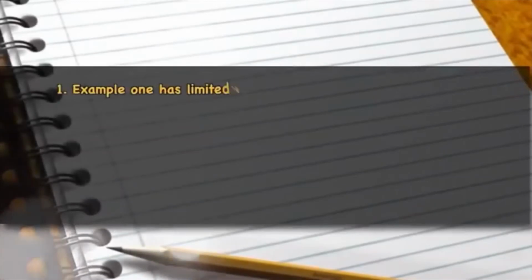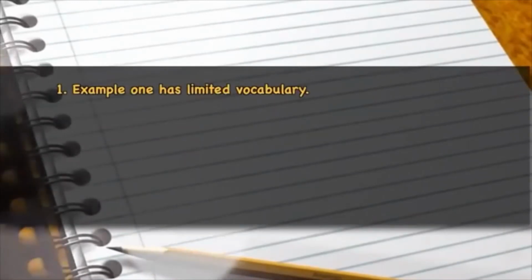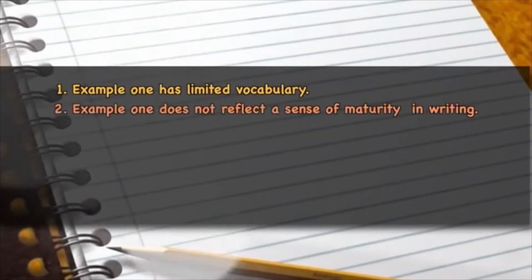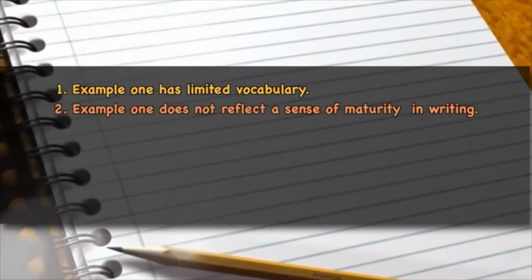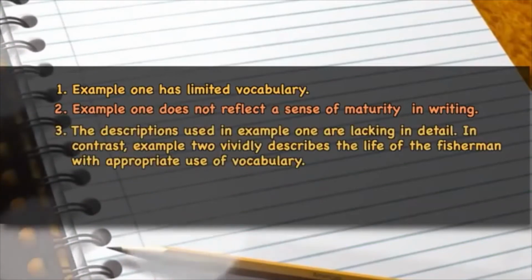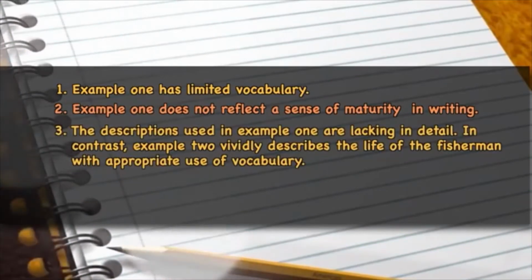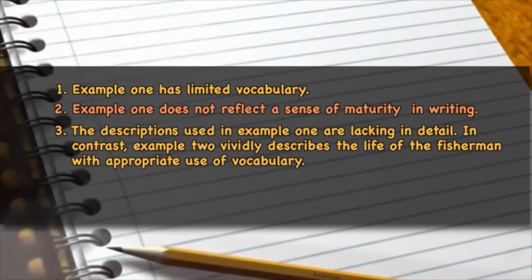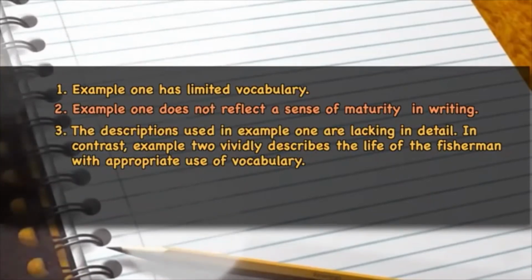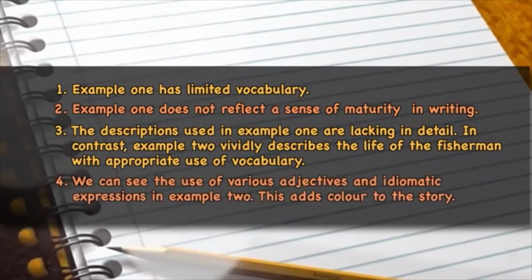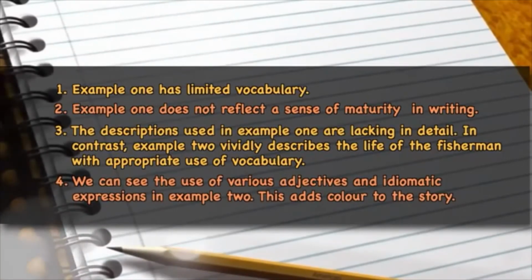First, example 1 has limited vocabulary. Second, example 1 does not reflect a sense of maturity in writing. Thirdly, the descriptions used in example 1 are lacking in detail. In contrast, example 2 vividly describes the life of the fisherman with appropriate use of vocabulary. Lastly, we can see the use of various adjectives and idiomatic expressions in example 2. This adds color to the story.